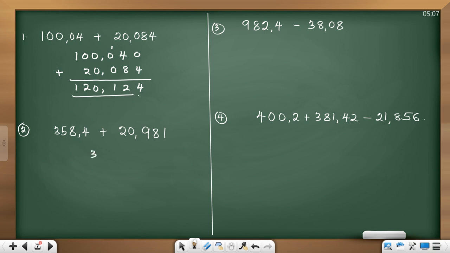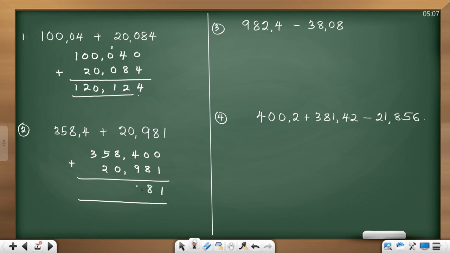Next one would be the same. 358, 4. And I have 20,981. What do? We fill the empty spaces with zeros. There we go. And we add downwards. 0 plus 1 is 1. That will give us an 8.